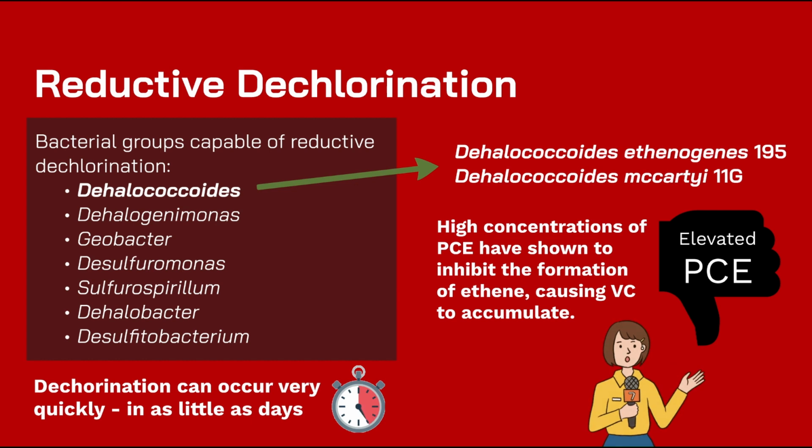Dechlorination can occur very quickly, within days in ideal conditions. However, high concentrations of PCE have been shown to inhibit the formation of ethene, causing vinyl chloride to accumulate until the PCE has been consumed.